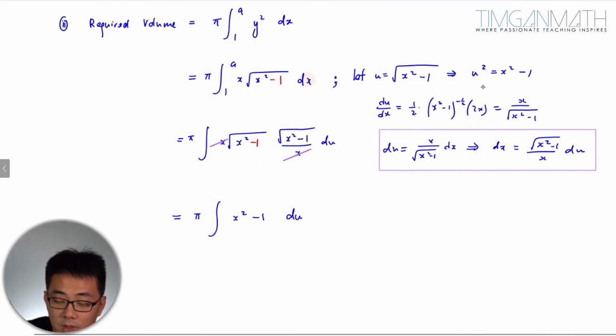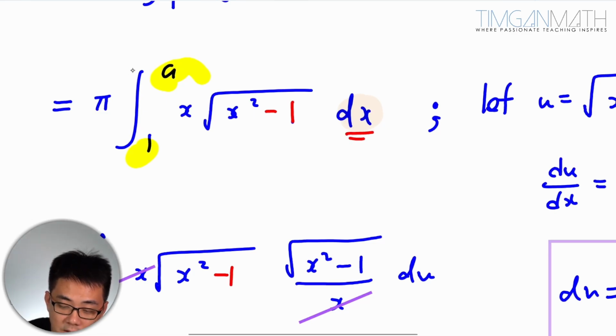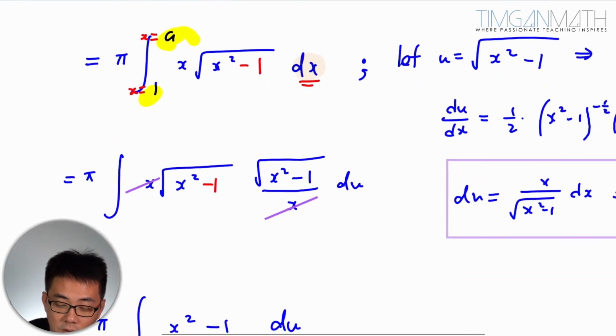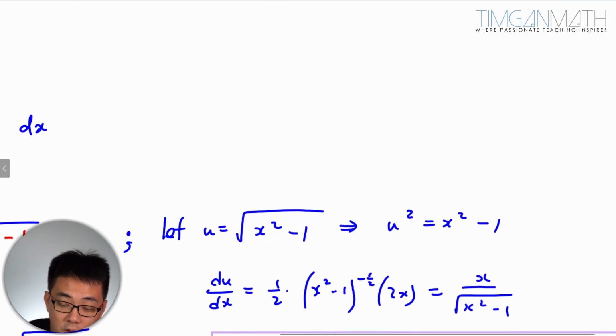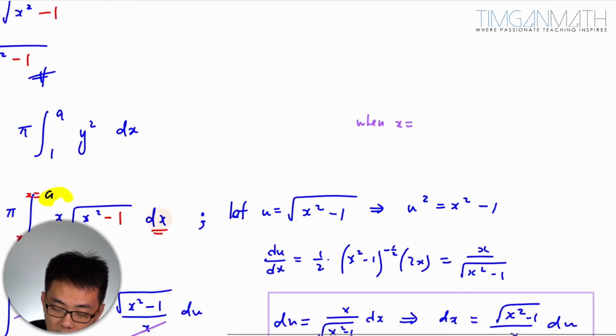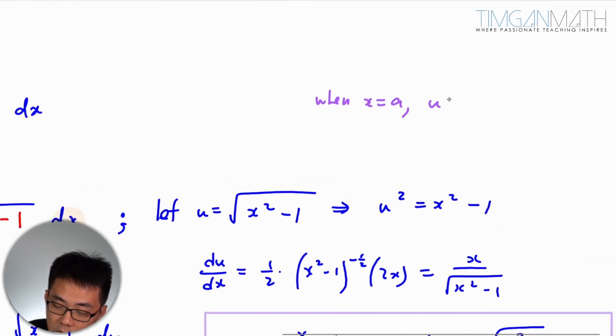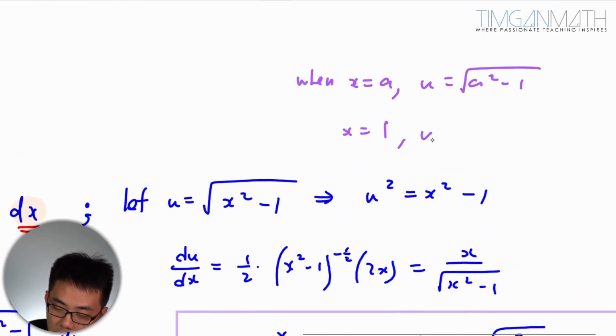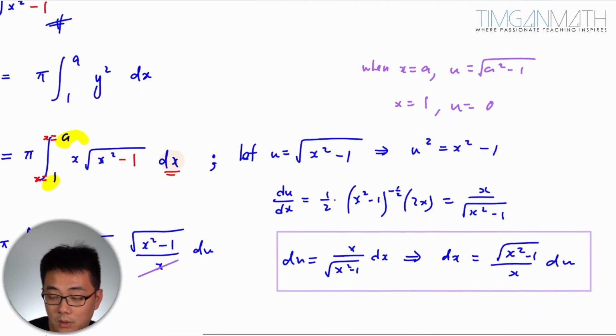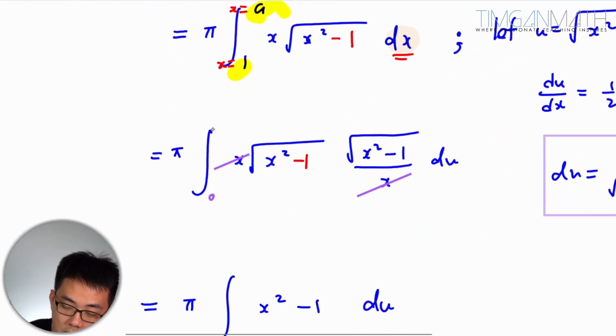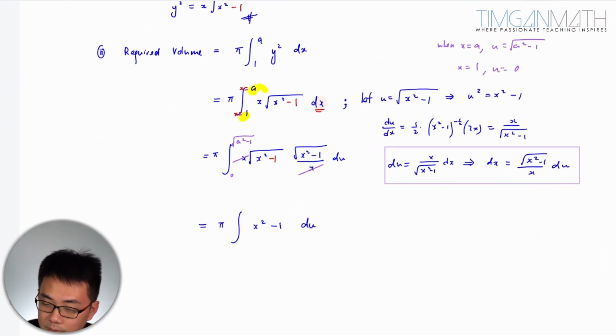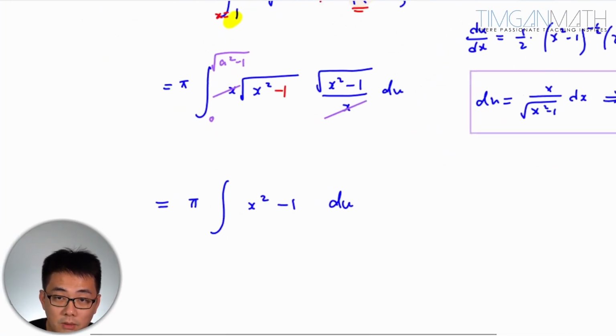Now x squared minus 1 is u squared. Take note, this is another thing you need to change: the boundary conditions. The limits x equals a and x equals 1 need to change to u. A lot of times students forget that. When x equals a, u equals the square root of a squared minus 1. When x equals 1, u equals 0. So the limits are 0 and the square root of a squared minus 1.